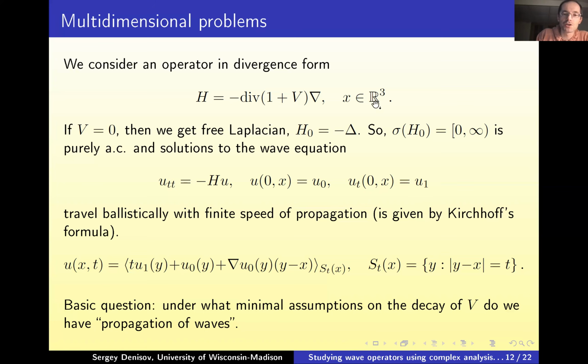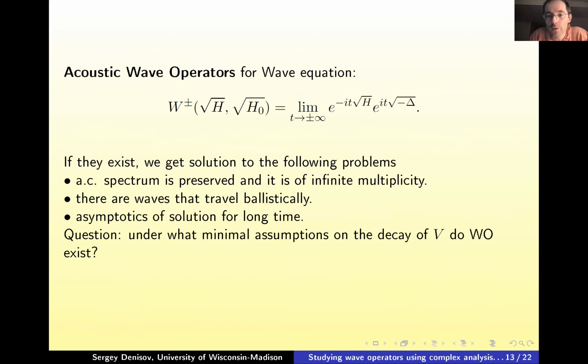And now we have this perturbation given by V. So the question is, under what minimal assumptions on V does the wave still propagate? This is exactly captured by wave operators, but now these wave operators are supposed to be acoustic. So how do you do that? Instead of taking the operator itself, you have to take the square root of this operator. Clearly for that, you need to make sure that these operators are non-negative. Otherwise, the square root is going to be defined, but it will give you some imaginary parts which will contribute to non-physical behavior.